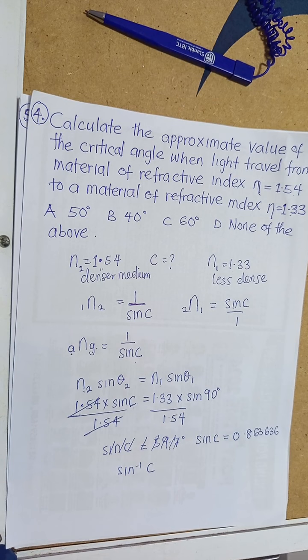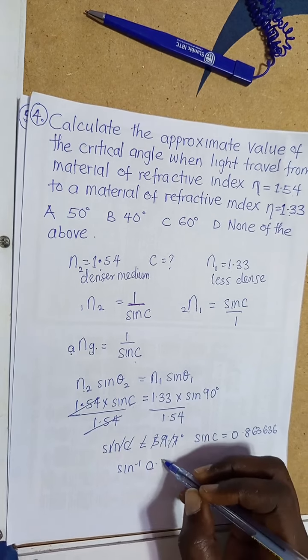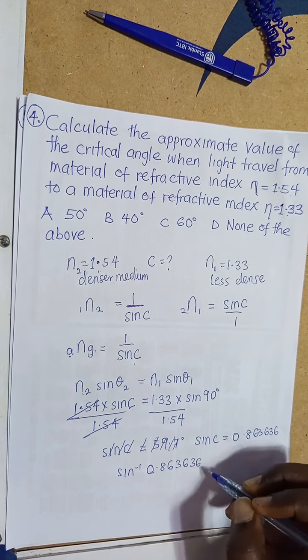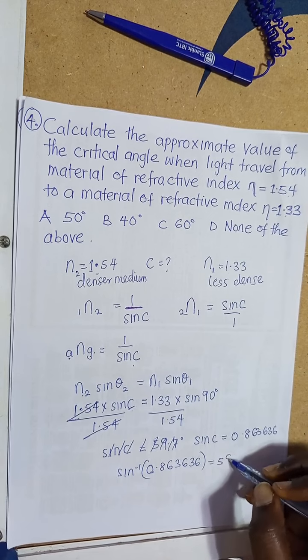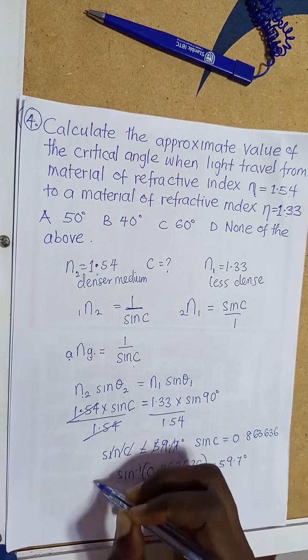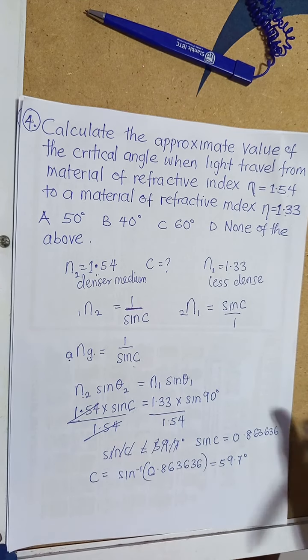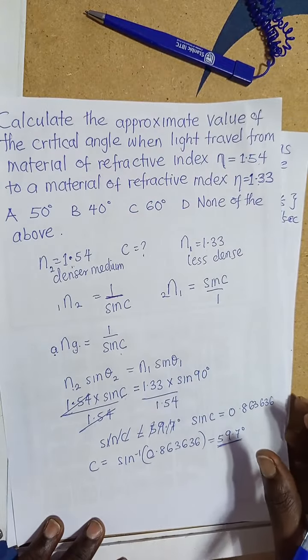So if you now take sine inverse of that, what we want to have is what? Sine inverse of 0.863636 and so forth and so on. We want to have approximately 59.7 degrees as your C. So that will be your answer to that question. So please go through it and comprehend it well.